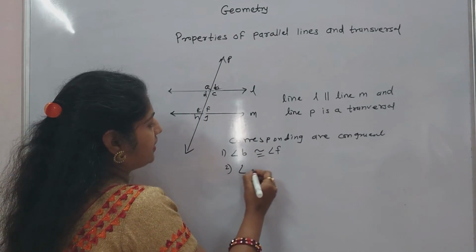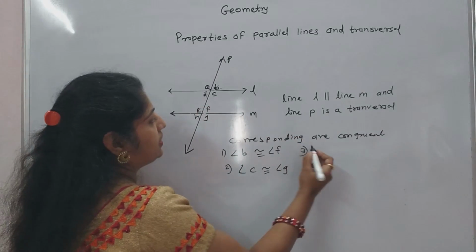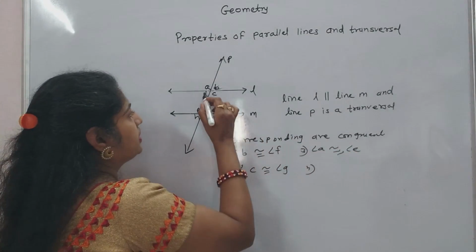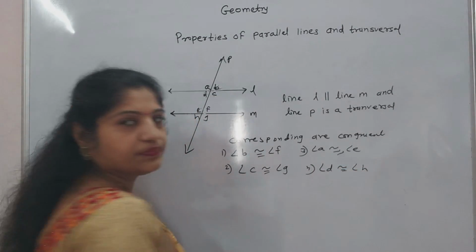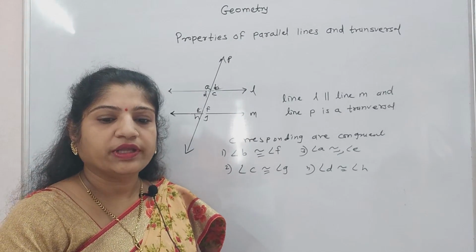C and G, angle C and angle G. Number three, A and E, A congruent E. Number four, D and H, angle D congruent angle H. These are the four pairs of corresponding angles.